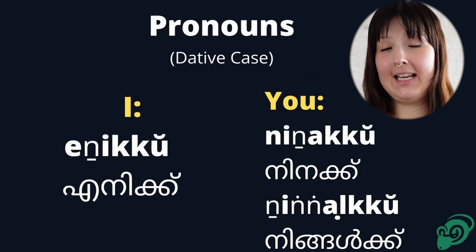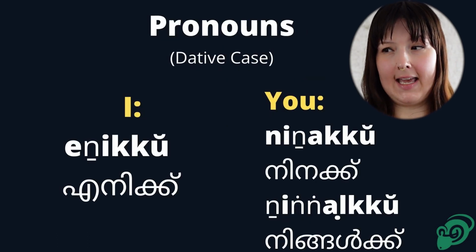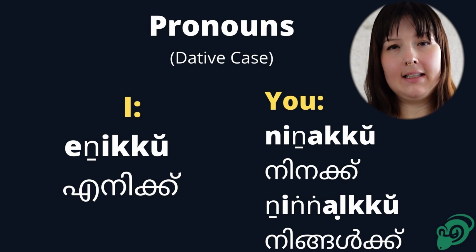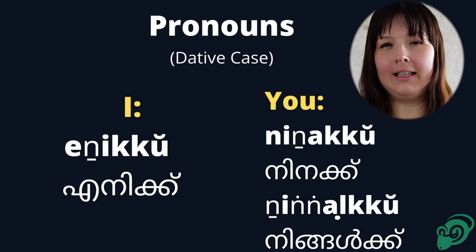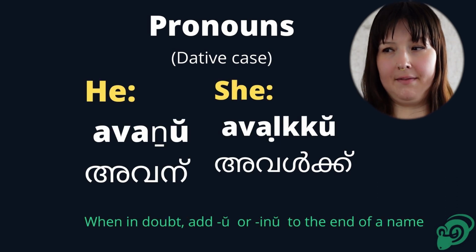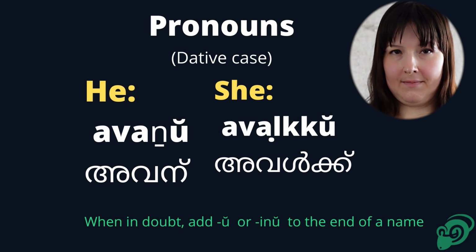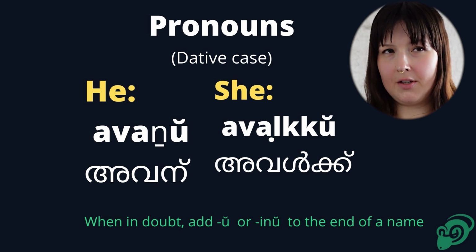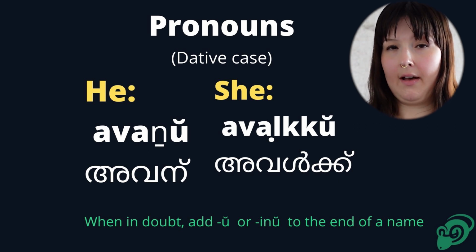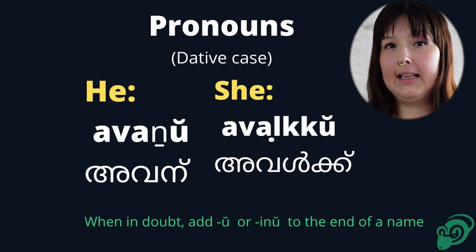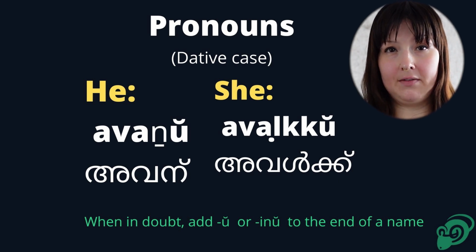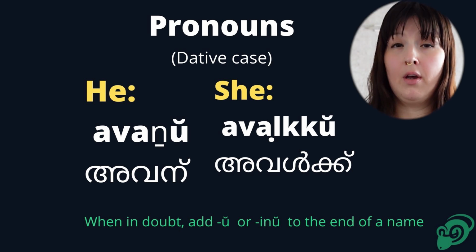All right, so again, the dative case we have for I, enikye. For you, ni becomes ninike, and ningal becomes ningalke. For avan, it becomes avane, and for aval, it's avalke. So if you're not sure, you can add a or inne to the end of the name. For example, Arjun, Arjuna, Eliza, Elizakye. I have a separate video on the dative case that can help you learn how to change the ending depending on the spelling of the name or the object.